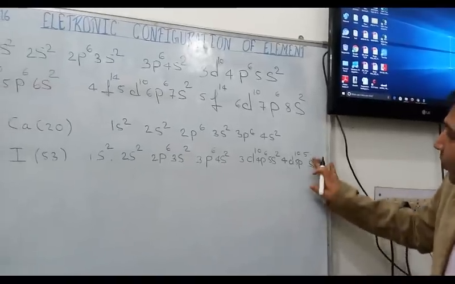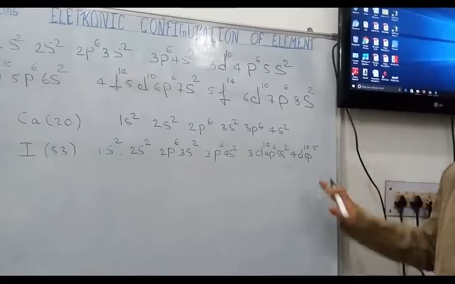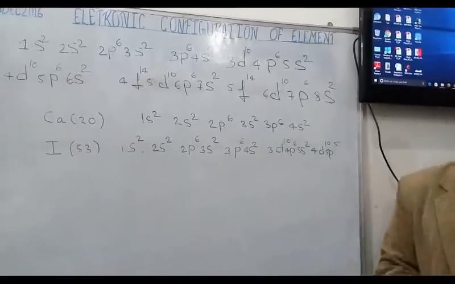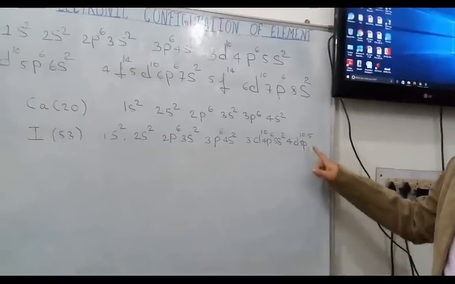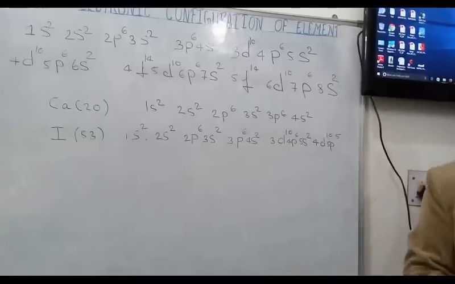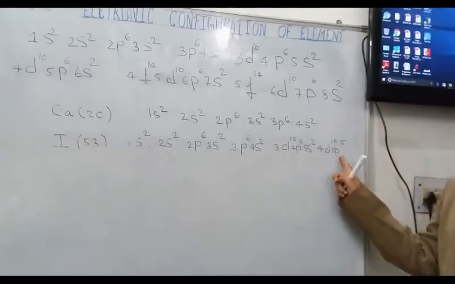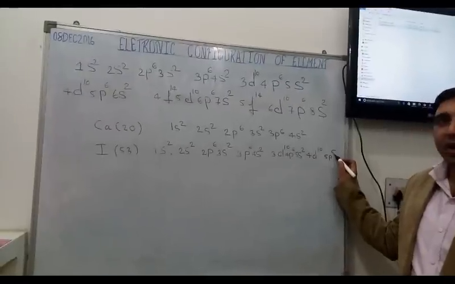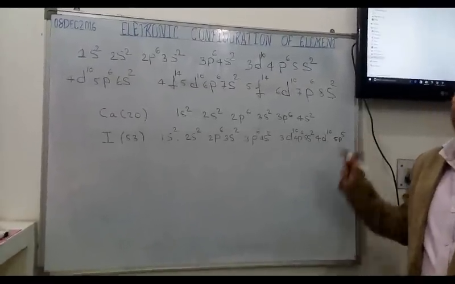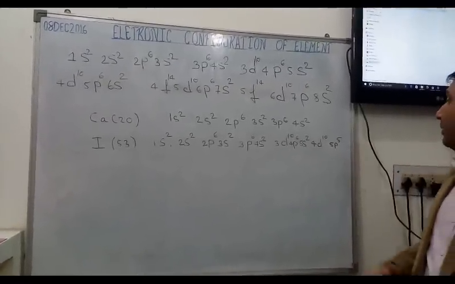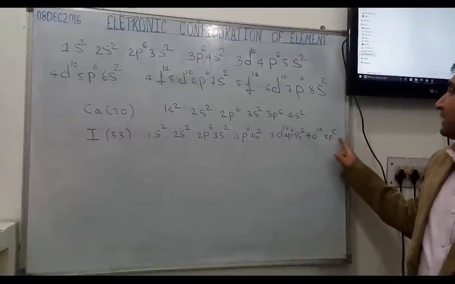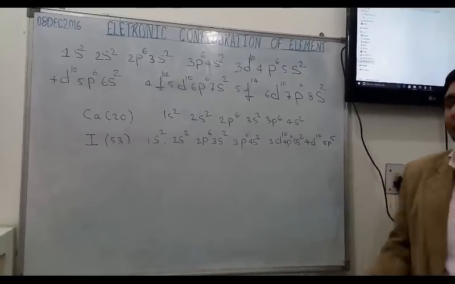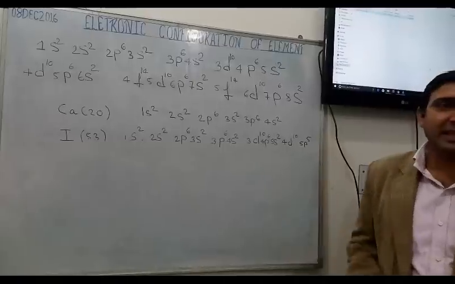So it has now become 53. See here, now what information can we get from here? See, the last electron has gone into the p orbital. It means it is a p block element. So we can also know this is a 17th group element because 5 plus 12 is 17.